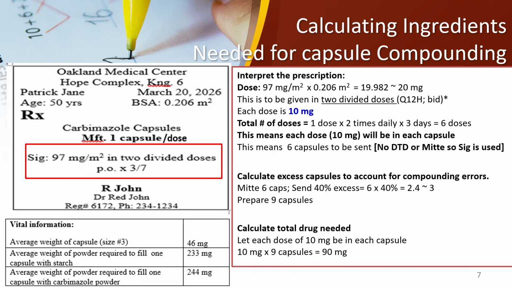So the total number of doses is going to be 1 dose times 2 times a day times 3 days, according to the signature, and that gives you 6 doses. And if each dose is 10 milligrams, it means that each capsule will have 10 milligrams. We calculate that we are going to be sending 6 capsules, so we do 40% excess, and that works out to be 9 capsules. When we calculate the total drug needed, that works out to be 90 milligrams.